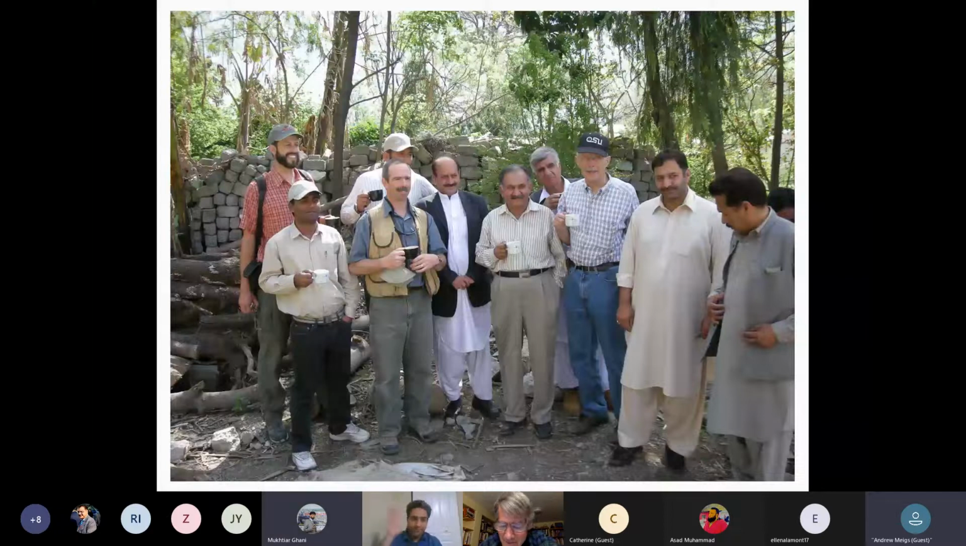And Bob was part of a group of people, including the other Bobs from Oregon State, Bob Lawrence and Bob, I've just had a memory lapse. Thank you, Lily. Thank you, Mukhtar. Bob Lillie, who worked in Pakistan for more than 10 years, involved students from Pakistan, including Shahid Baig here in the front.